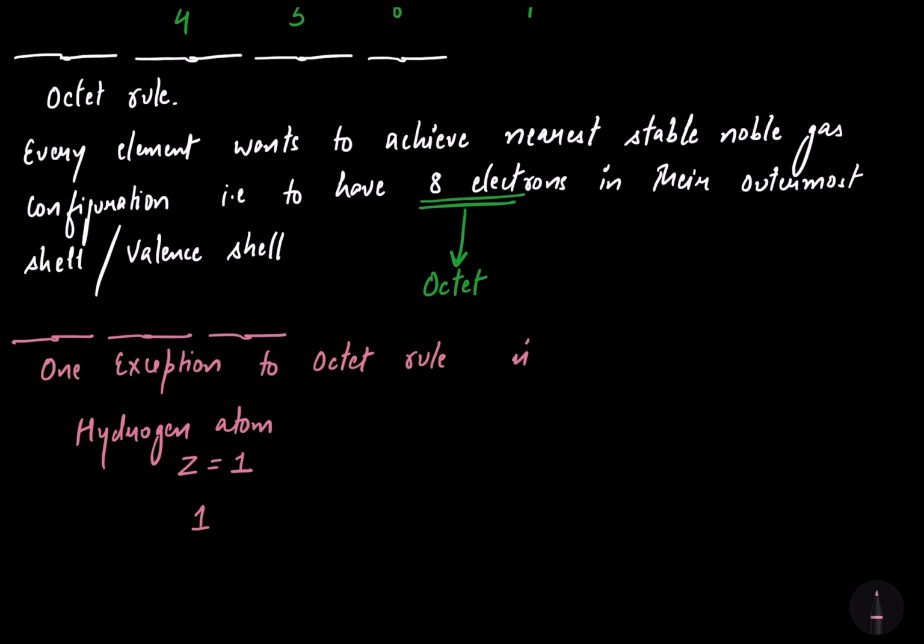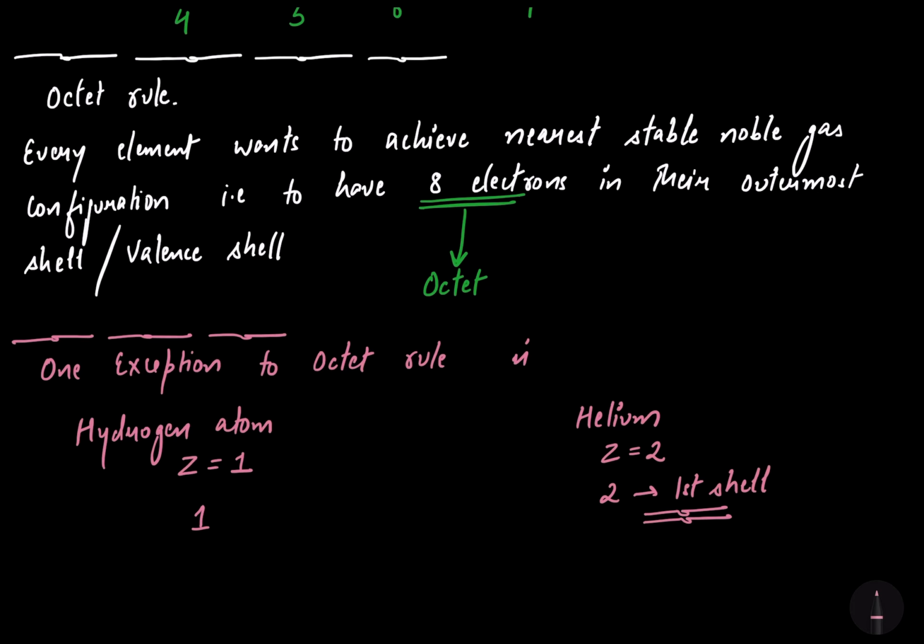Now, the nearest noble gas for hydrogen atom is helium. Helium has the atomic number of 2. That is, helium has 2 electrons in its valence shell, and this shell is the very first shell. So helium has 2 electrons in its outermost shell, that is the first shell, which is complete. The first shell gets completed at the 2 electrons only. That's why helium is considered as noble gas, because it is having fully filled configuration of the outermost shell.